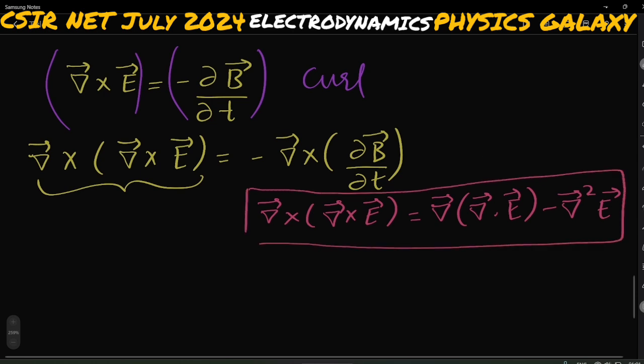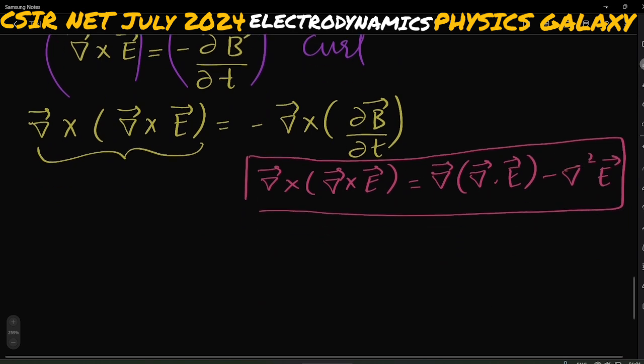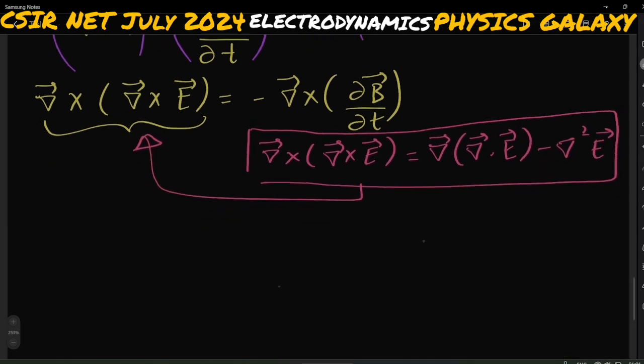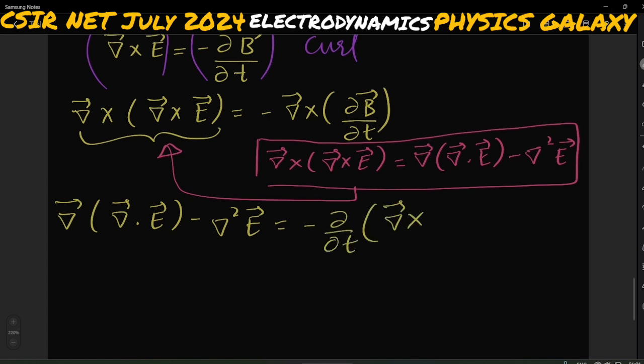Okay, so this is the identity that we are going to use here. I can skip the vector sign here. So what we'll get is gradient of the divergence of E minus del square of E equals minus curl, or I can take the time derivative out, so minus dou by dou t of curl of B.